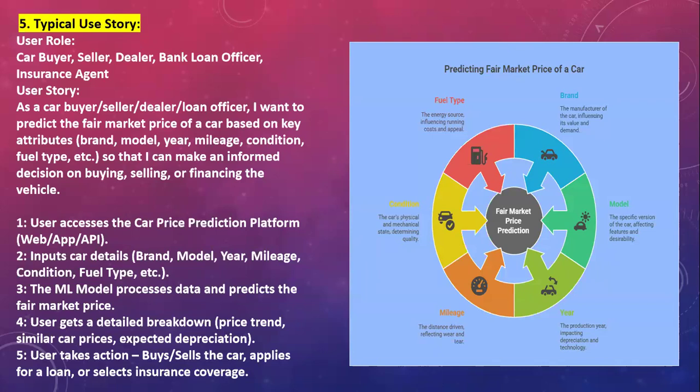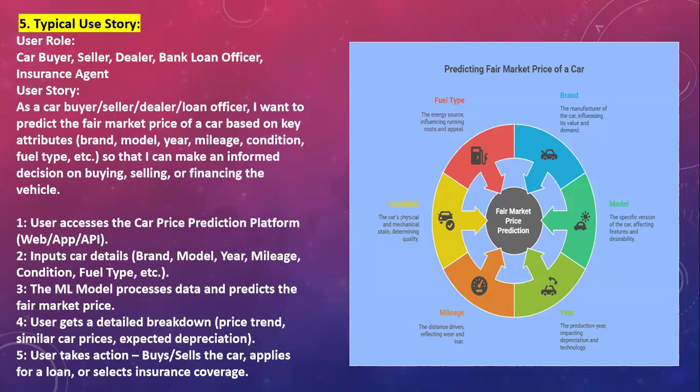While designing and developing, we need to think from the user's perspective. Then we need to design. So these are the solution steps we are implementing, and we are providing the solution to the users. A user accesses the car price prediction platform, like any web app or API we are developing. And we are also going to develop the inputs for the car details like brand, model, year, and mileage. These are some features we have taken.